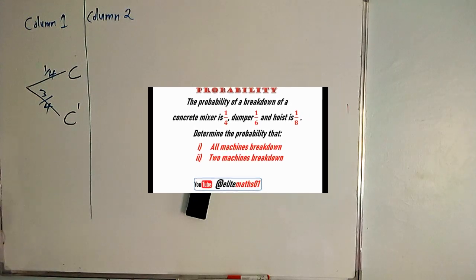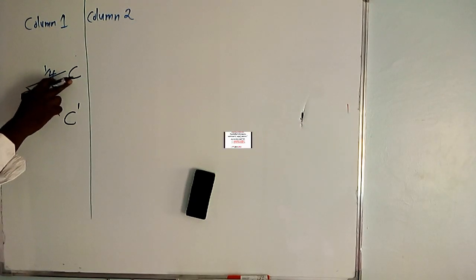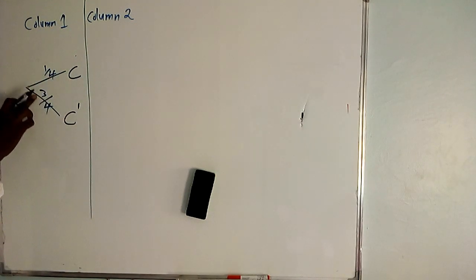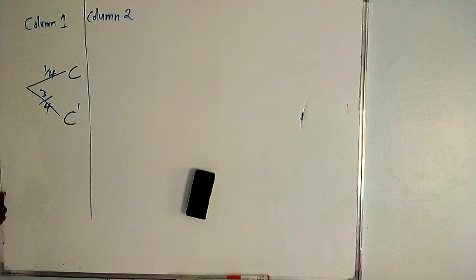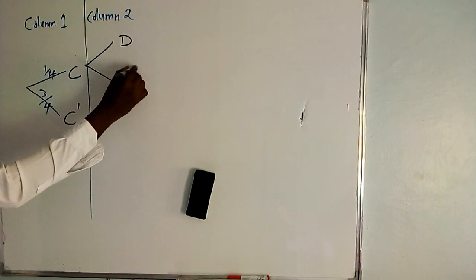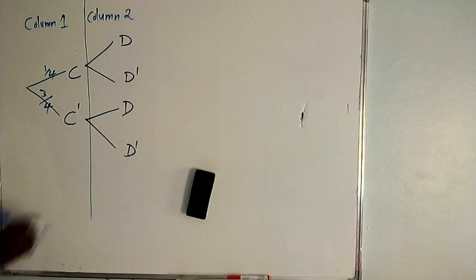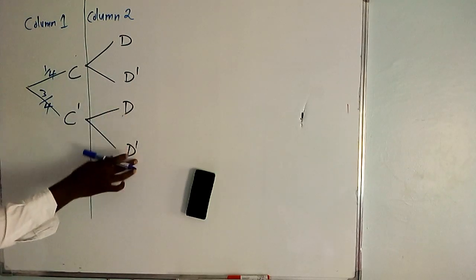So the first case, we had the probability of a breakdown of a concrete mixture to be denoted by C, meaning a concrete mixture not breaking down is denoted by C prime, isn't it? So the next case, if a concrete mixture breaks down, it does not mean a damper can as well break down or not break down, isn't it? So use D to denote a damper breaking down, and D prime is the otherwise. So if a concrete mixture breaks down, a damper can either break down or not break down. It does not affect, isn't it? Then, same to that, damper can break down or not break down.